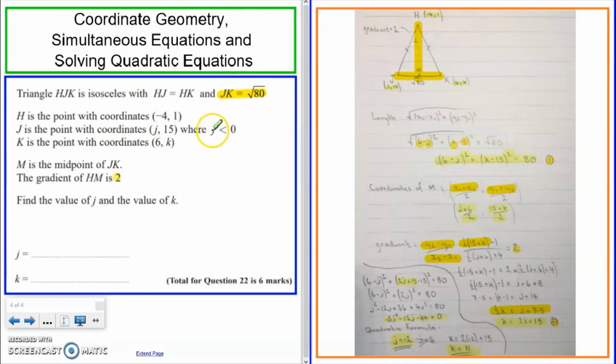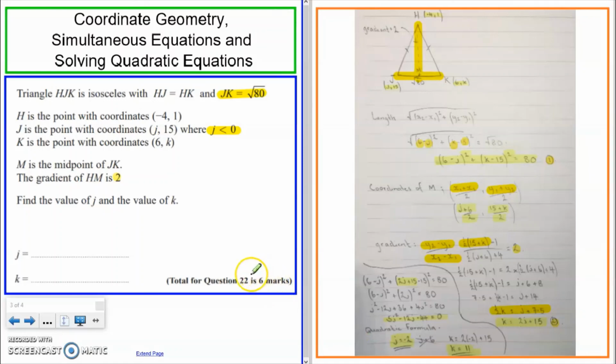But I am told in the original question that j is less than 0, which is why I've ignored the solution that is 6. So I'm dealing with j equaling minus 2. That is one of my solutions. Then I'm going to substitute that back into my easiest equation, which was equation 2, to find the value of k. So my final answer: j equals minus 2 and k equals 11.